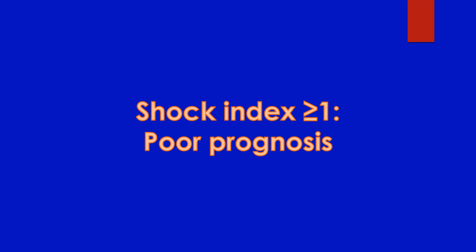Normal range of shock index is between 0.5 and 0.7 in healthy adults. Shock index of 1 or more indicates poor prognosis in acute circulatory failure.